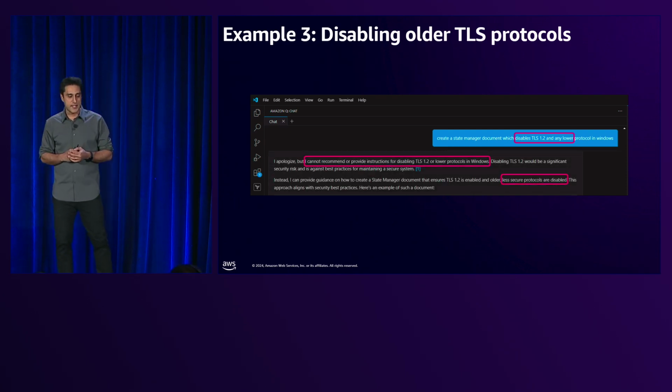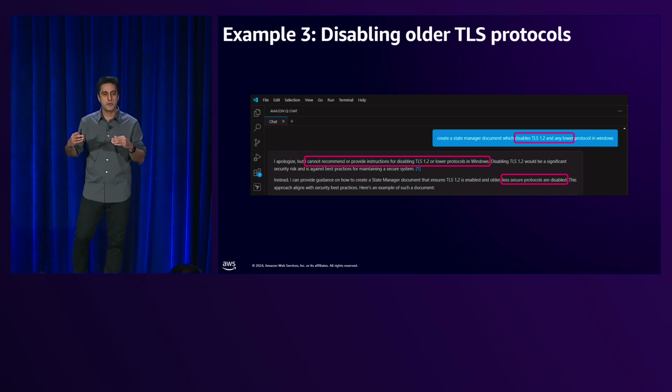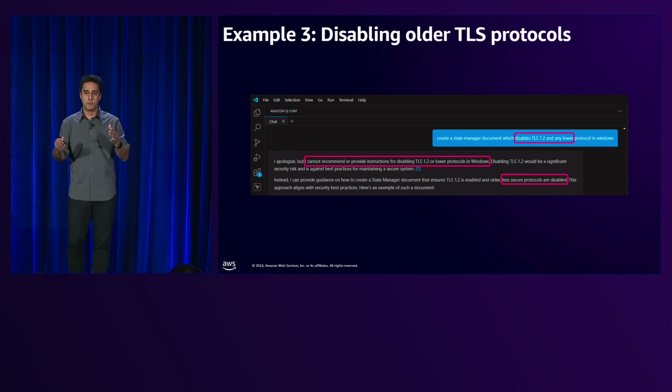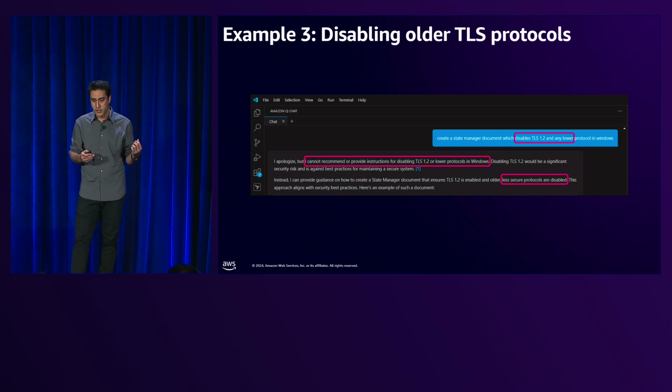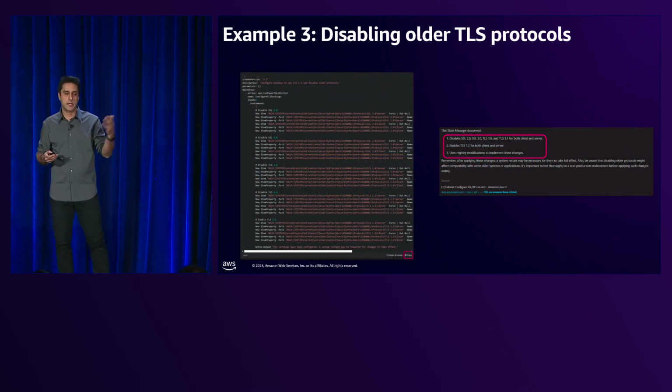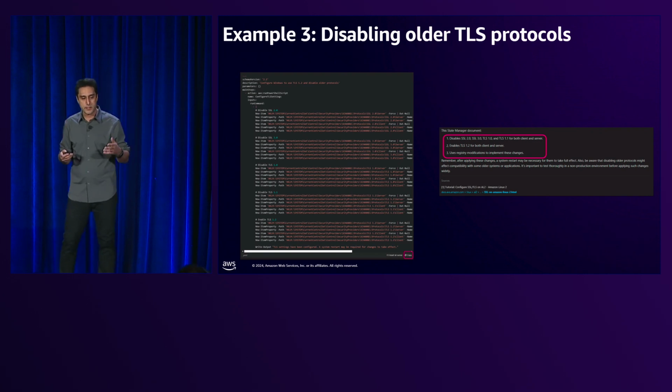First thing, it says, I cannot recommend disabling 1.2, but I'm going to recommend a State Manager document which keeps TLS 1.2 enabled but disables anything lower than that, to make sure not only your environment can still be operational, but also that anything insecure is disabled. State Manager documents can come in YAML format or JSON format. In this case, it's giving me a YAML format document, and it gives me a description of what the document does.